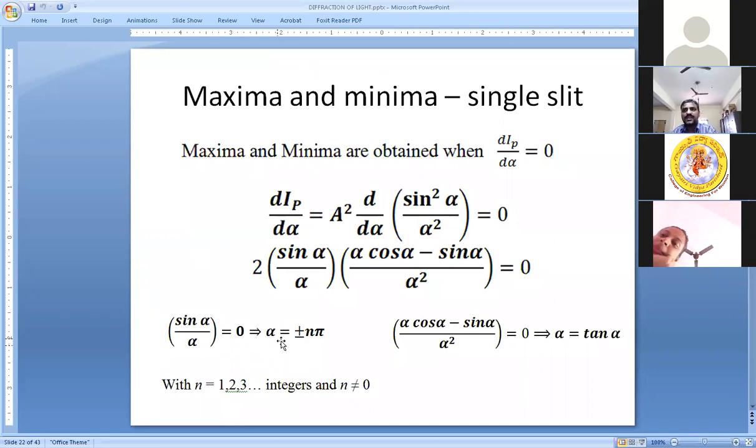In these two cases, you are going to get the extrema for this function a square sine square alpha by alpha square. Here extrema means it can be maxima or it can be minima, something like 0, right? So these are possible only at these alpha values. The first alpha is pretty clear. It is just n pi. Alpha, I know that it is a pi by lambda d sine theta. I can equate it to n pi.